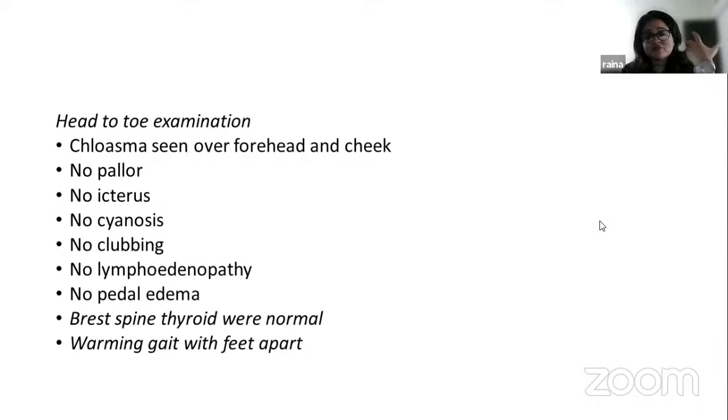The rest, even if you miss out, it doesn't matter, because when will you see clubbing in pregnancy? Unless she is a case of chronic COPD or some heart disease in pregnancy, only then you need to look for cyanosis and clubbing. The rest are not very important, but pallor and edema you should not miss. Pallor and edema are very, very important.